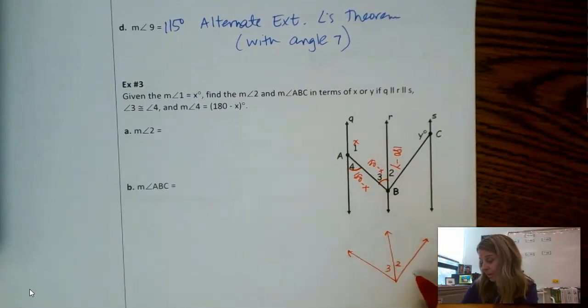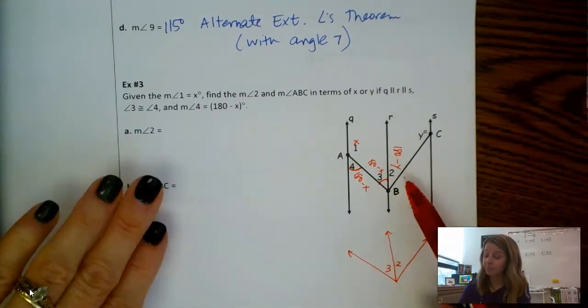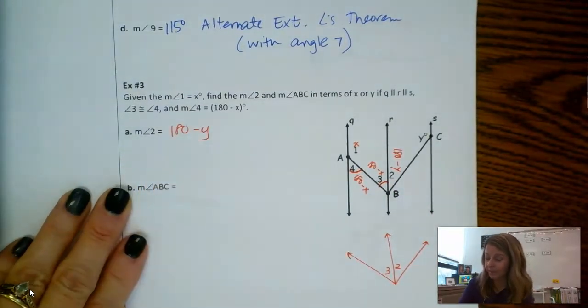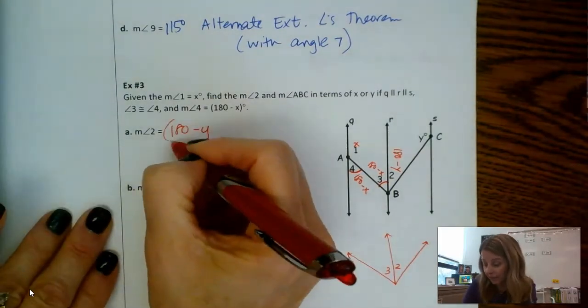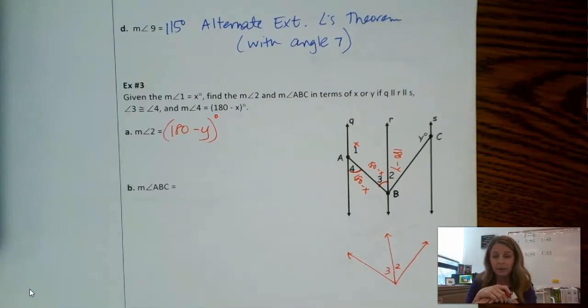Actually, let me pause here. I'm getting ahead of myself. I just have the expression for angle 2. So the measure of angle 2 is 180 minus y. Now, sometimes you'll see it like this, with parentheses and degrees. It's fine if you just write 180 minus y, but basically it's saying whatever you come up with is in terms of degrees.